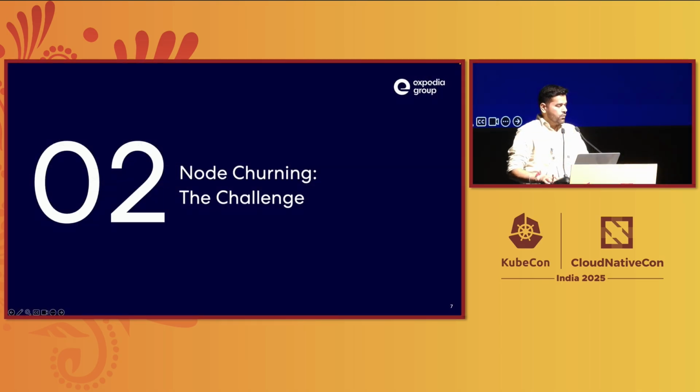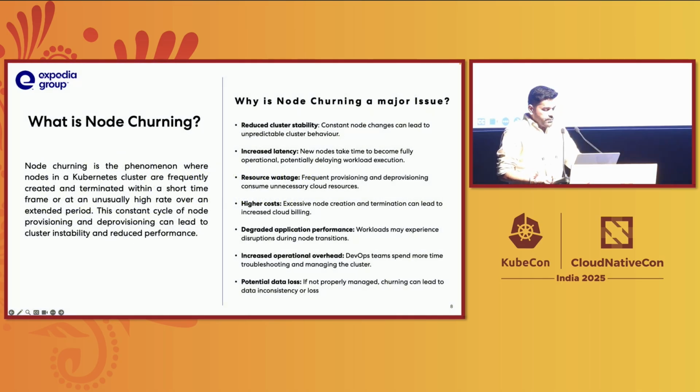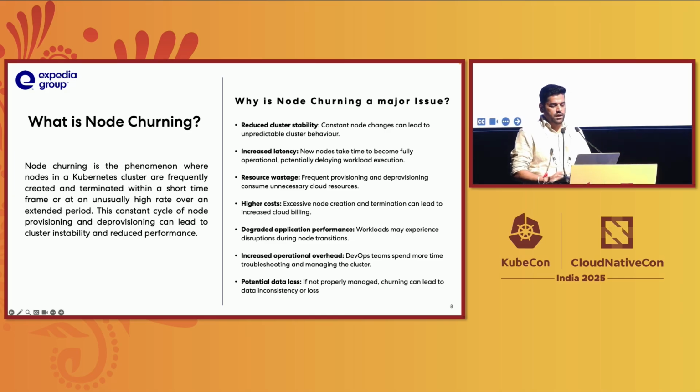Then node churning and why it is actually a challenge. Node churning: when nodes within a Kubernetes cluster are frequently created and terminated within a short period or at a high rate over a particular time, this is called node churning. This continuous cycle of provisioning and deprovisioning nodes leads to cluster instability and can reduce overall cluster performance. Node churning is a problem because it disrupts the normal and stable operations of the clusters.